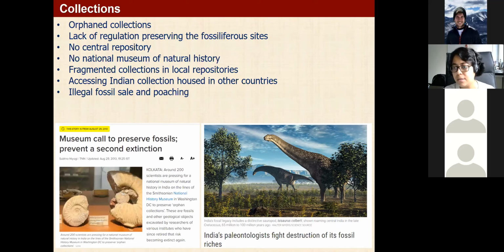And then the other problem is the illegal fossil sale and poaching of fossils. There was a recent update on dinosaur eggs being sold at a very high price. So unless legislation takes place and awareness is there, it's very hard to stop all of these things.